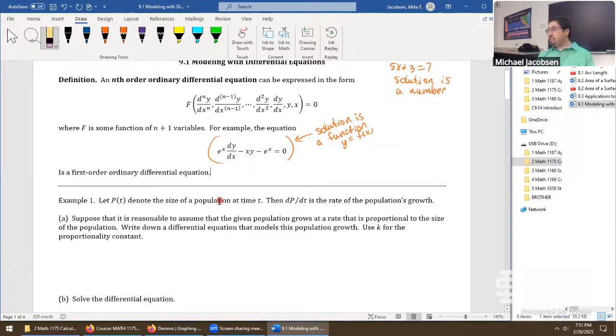So that's what a differential equation is. And example one is us modeling with differential equations. So really fast one is populations. We're thinking about exponential growth if we're thinking populations. P of t is going to be the size of the population at time t.